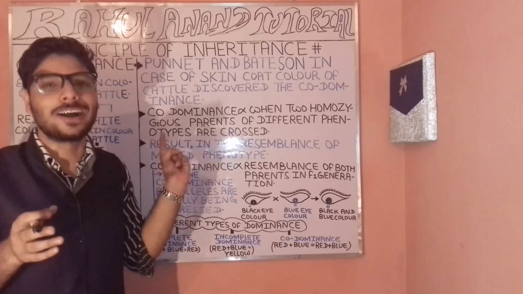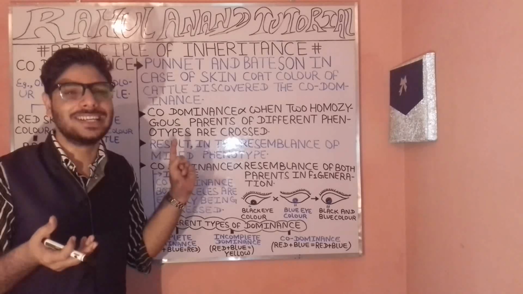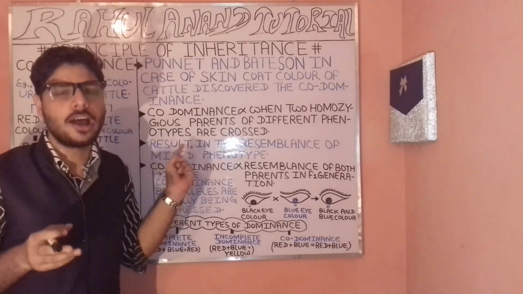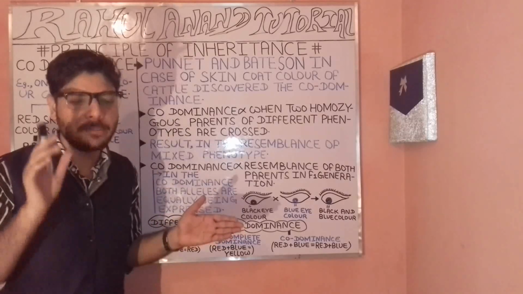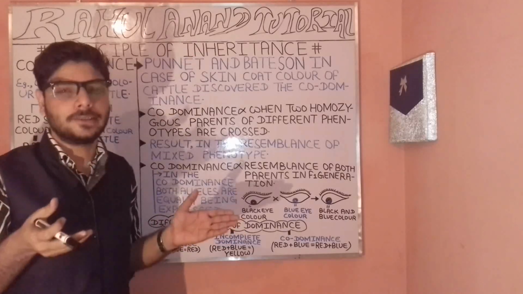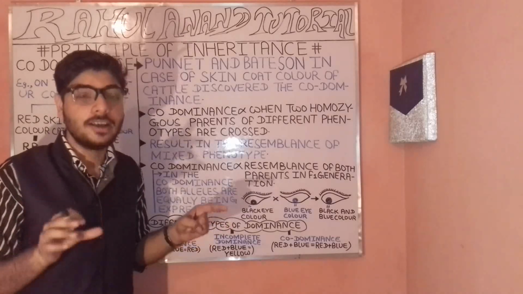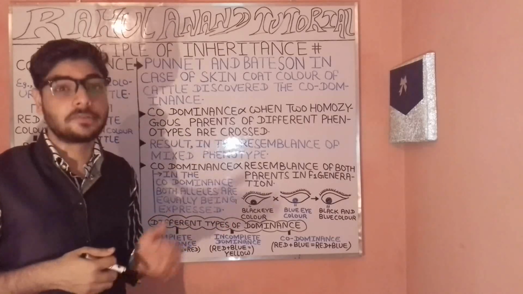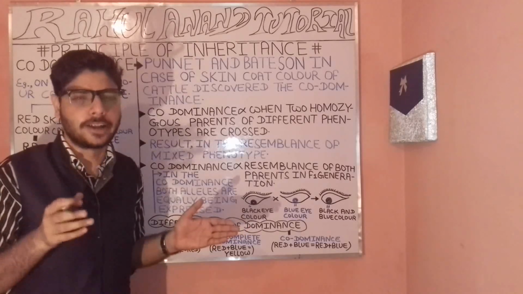Capital R stands for the red color appearance. After that, what does the small r stand for? Can you tell me? It stands for the recessive trait. By the capital letter and the small letter, we actually define the recessive trait as well as the dominant trait.